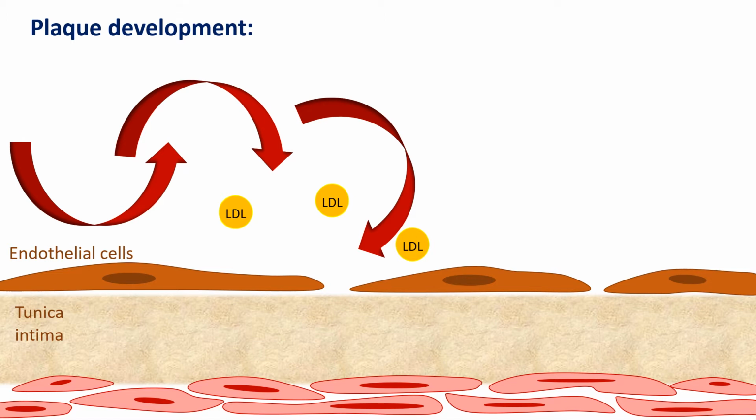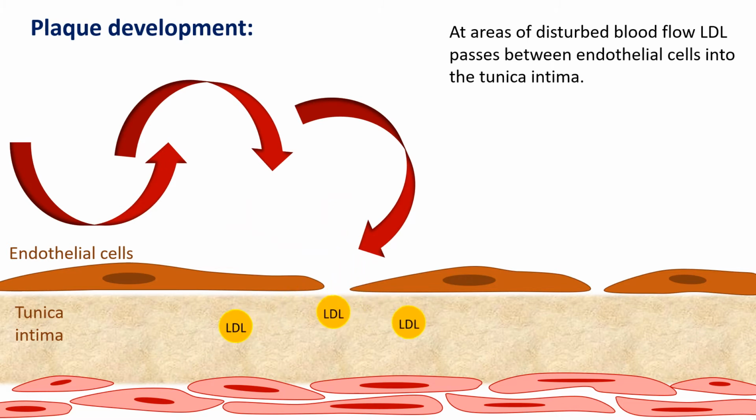So plaque development then. You remember we talked about turbulent blood. So we have these plaques developing at areas of turbulent blood at bifurcations where the blood's going round and round and round. And within that, we have our LDL. At areas of disturbed blood flow, that LDL gets pushed or passes between the endothelial cells and gets into the tunica intima.